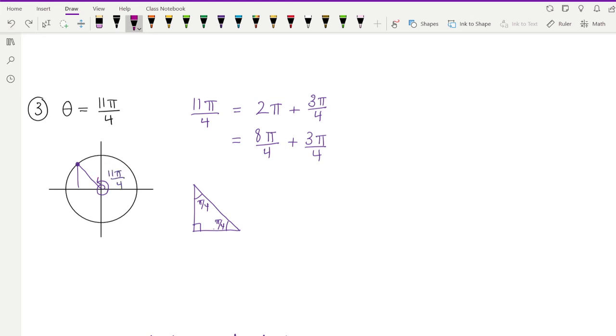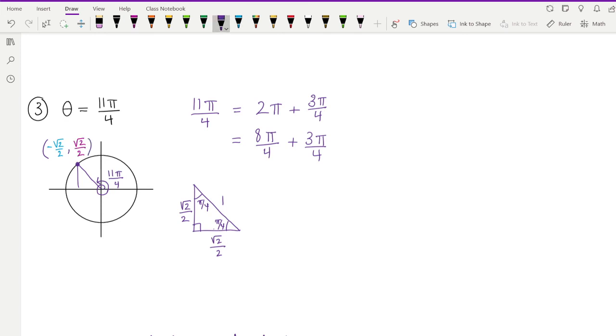Okay, let me just relabel this, because it's messy and it's bothering me. So I'm just going to rewrite this. Okay, so if we have pi over 4 and pi over 4, our hypotenuse is 1. And so these sides are square root of 2 over 2. We're in quadrant 2. And so that tells us that our x coordinate is going to be negative and our y coordinate is going to be positive. So for our x coordinate, we have negative square root of 2 over 2. And for our y coordinate, we have positive square root of 2 over 2.